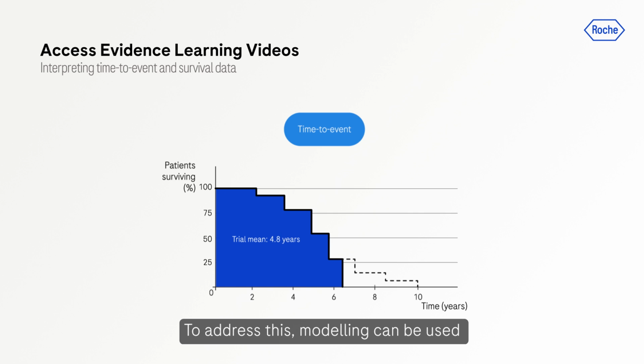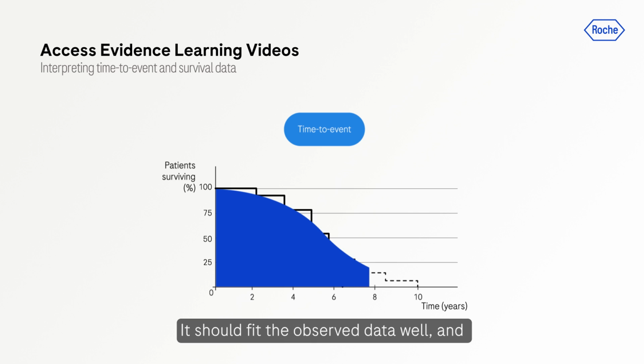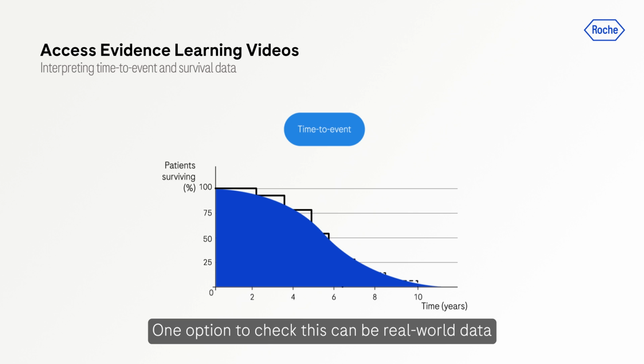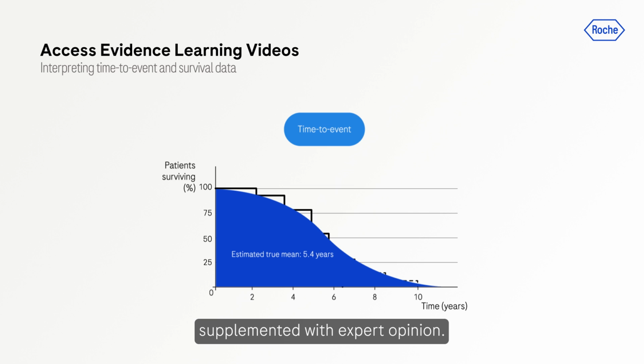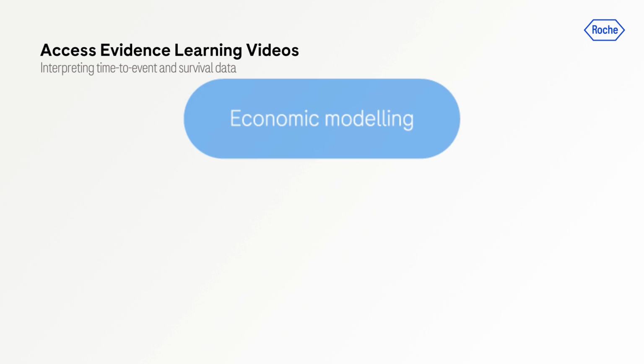To address this, modeling can be used to estimate the complete survival curve. A model must be selected according to two main criteria. It should fit the observed data well, and the extrapolation beyond the observed period should be credible. One option to check this can be real-world data supplemented with expert opinion. This extrapolation allows the true mean to be estimated by calculating the area under the modeled curve.